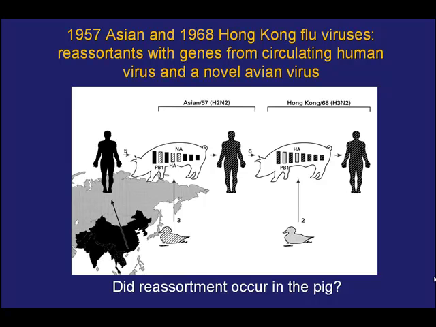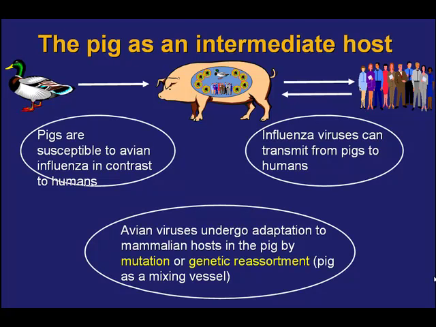It has been proposed many times that these reassortants have emerged in swine and that they were transmitted from pigs to people. But what's interesting is that it has never been proven that those reassortants have emerged in pigs. It's a mere hypothesis, actually.